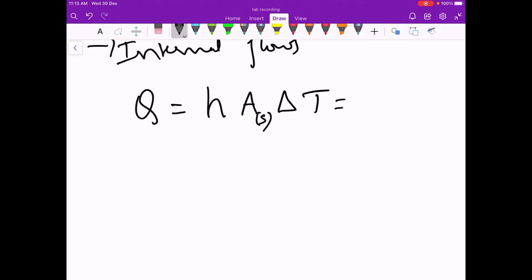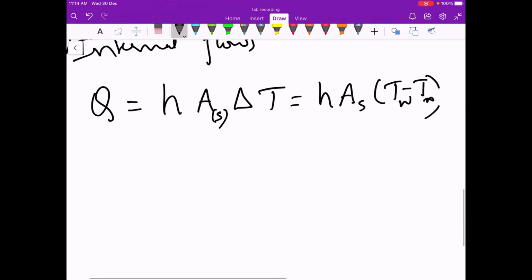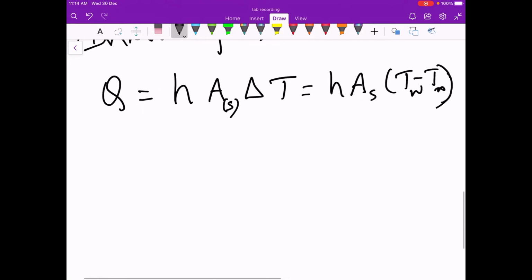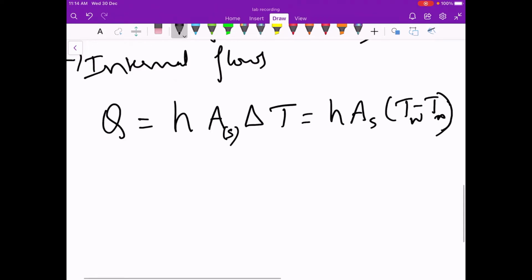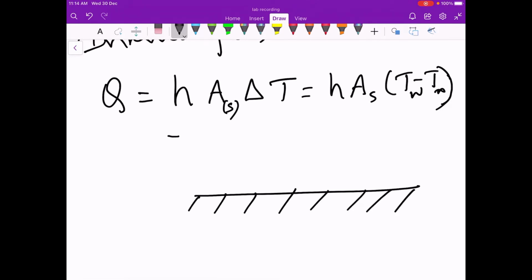Basically, what is delta T? Delta T is the difference in temperature between the hot plate and the cold liquid. Let me just write it one more time: h A into (T wall minus T infinity). Got it? Where T infinity is the ambient temperature of the air. So as I told you, for external flows, you can consider a flat plate, and as I wrote earlier, there is this flow which is happening.